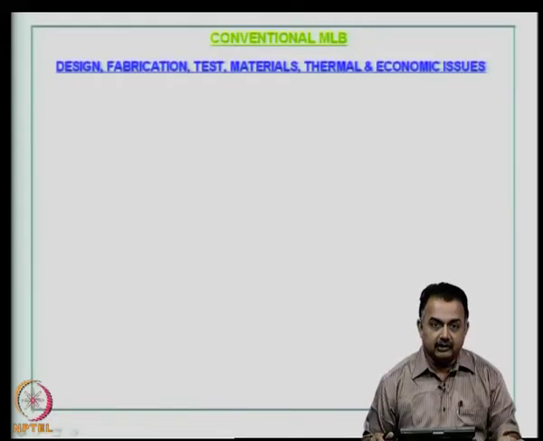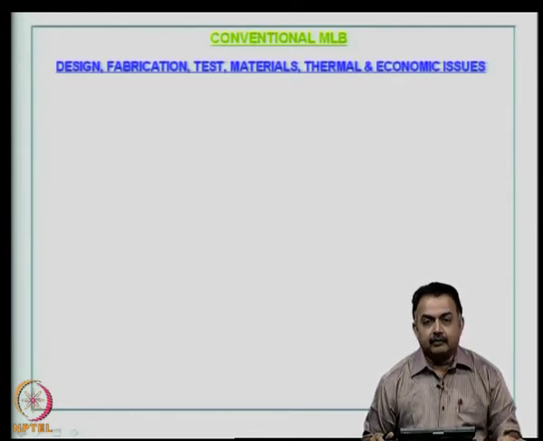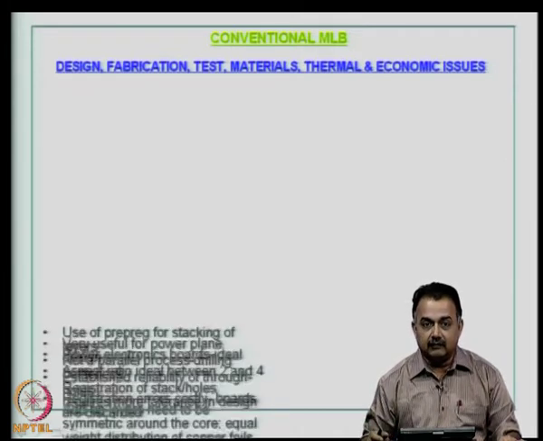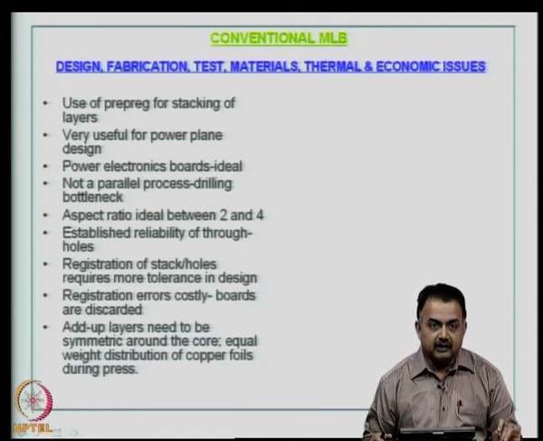Now, we look at a summary of the conventional multilayer boards that we have discussed over the few hours. We look at the salient points in terms of design, fabrication, electrical test, materials, thermal and economic issues. What I am now presenting is a complete summary for you to look at. This is like an executive summary that you can look at and look at the basic advantages, the disadvantages of conventional multilayer boards. We will come to the Sbu technology once we discuss the conventional boards. Let us look briefly at some of the points.